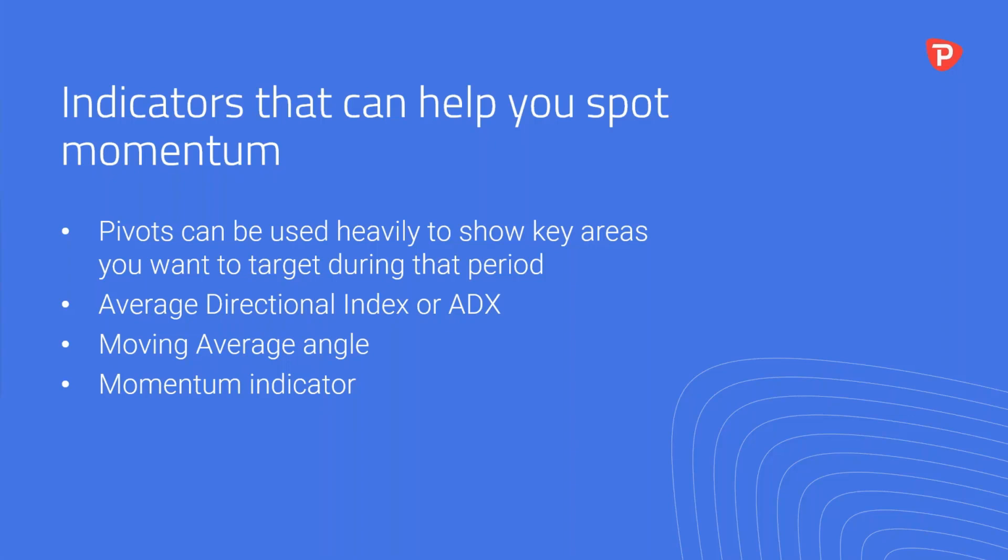Then we've got average directional index, or ADX, moving average angles, and I'll get Tyrone to explain that a little bit, and then a momentum indicator itself. So Ty, what about moving average angles? What does that tell us about the market?